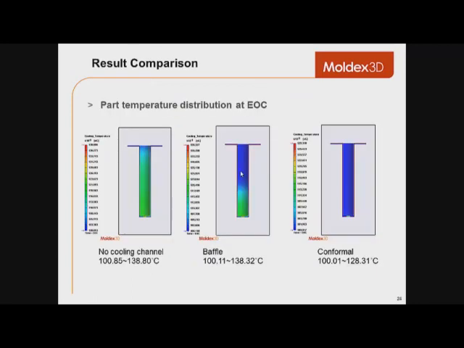Now we can see the results on this slide. We can see the part temperature distribution at the end of cooling. And we can see that the temperature of the part at the end of cooling is reduced by 10 degrees Celsius using the conformal cooling channels.